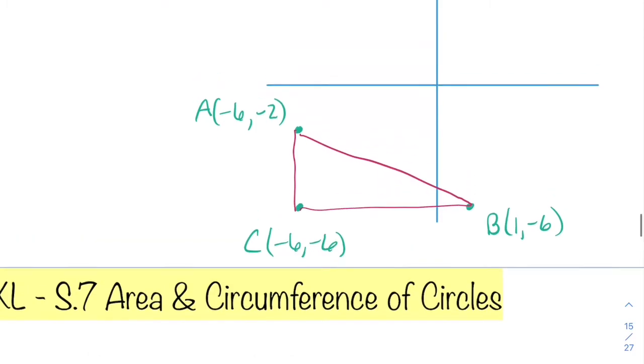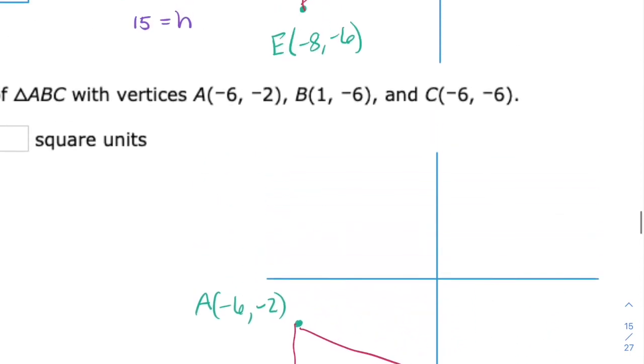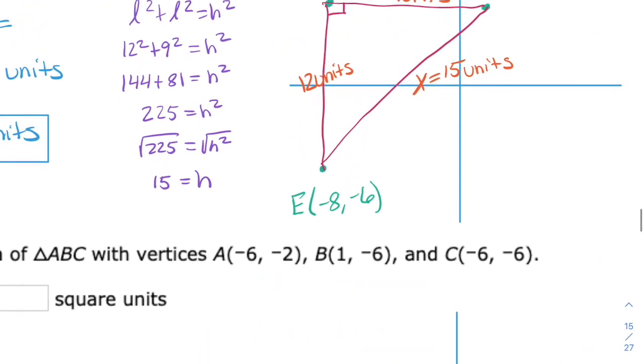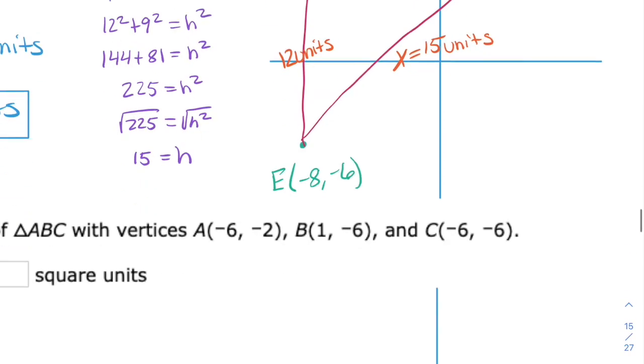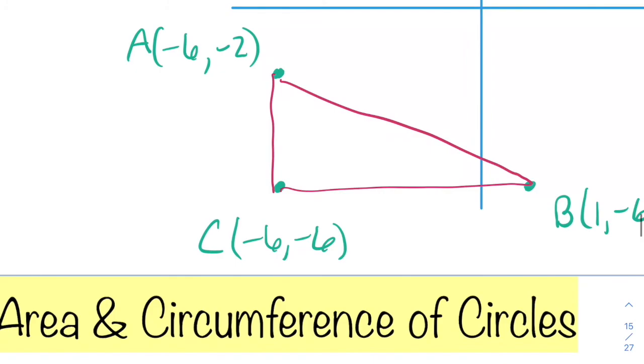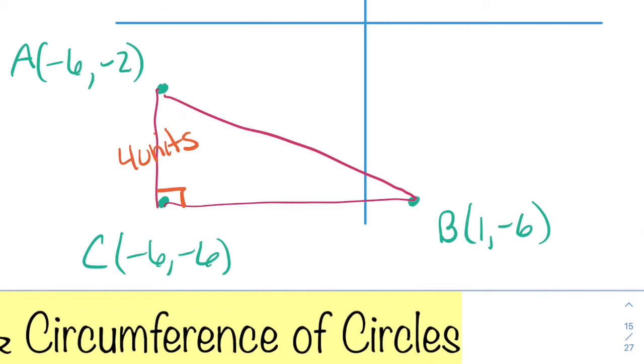Okay, so we need to find the area. What we're going to do, we don't need to find the length of the hypotenuse like we did here. We just need to know how far apart these are. Here's where my right angle is. So -2 to -6 is 4 units. And -6 to 1 is 7 units. Right, they're 7 apart, and those are 4 apart.